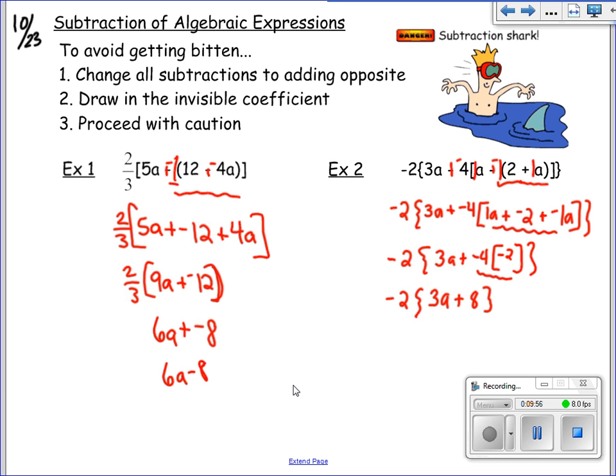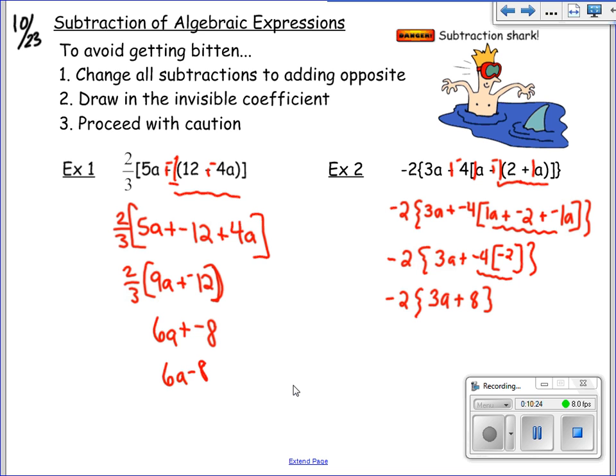Okay, we're close to the end, don't you think? Liam, are you with me? What do you think we should do now? No subtraction, we don't have to worry about that. No invisible coefficients. There's a number outside the grouping symbols. What do we got to do? Distribute that. Very good. When I distribute it, what do I get?